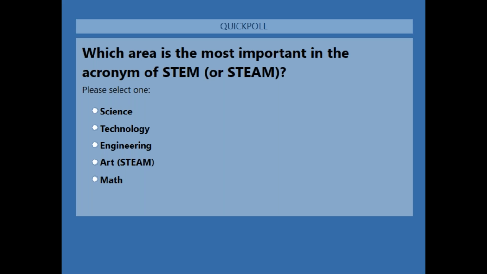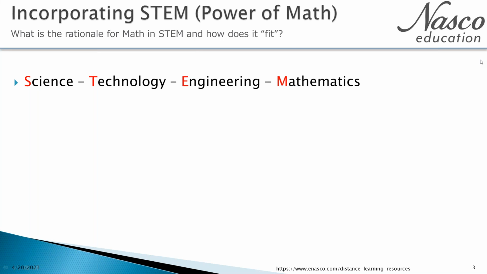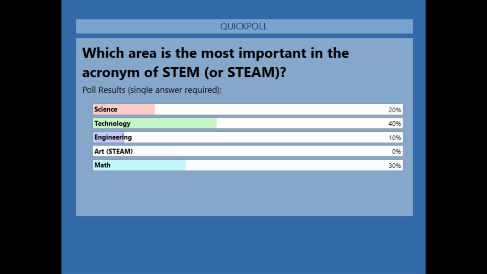And the reason I really wanted to take this poll is because this will lead me into my next point. Math is a language, all right? It looks like the majority of the people have voted here, which is great. So I'm going to close the poll and share some people's answers. I'm currently sharing. The majority of people feel that technology is the most important, followed by math, followed by science, followed by engineering. Nobody for art or STEAM, and that's okay.